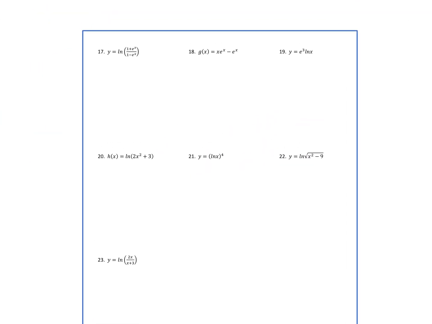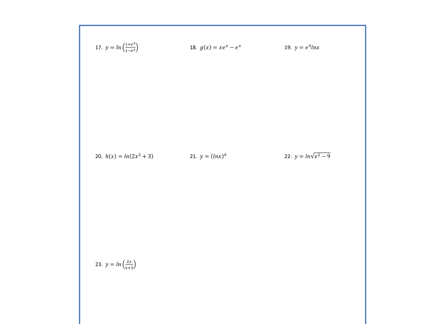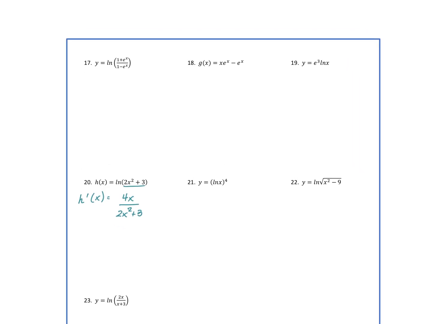Okay, for the next page, I want to jump to number 20. If we want to derive ln, it is u prime over u. It's the derivative of the inside over the function. So this would just be 4x over 2x squared plus 3. Pretty easy to do.